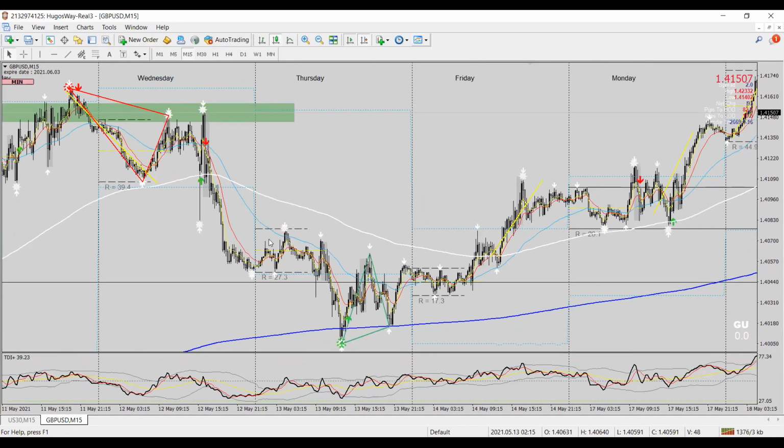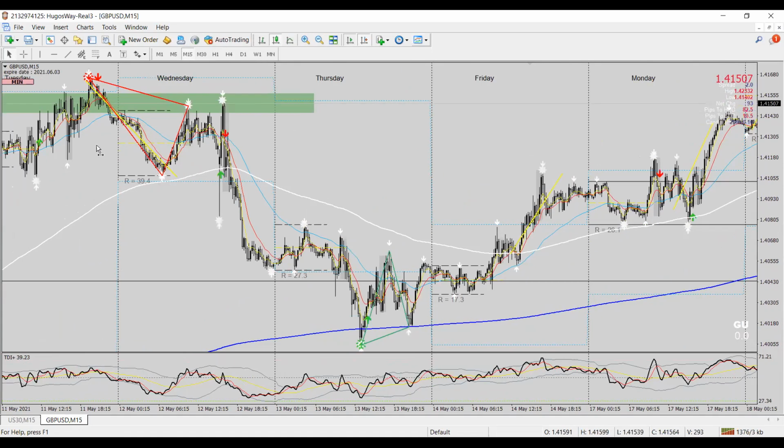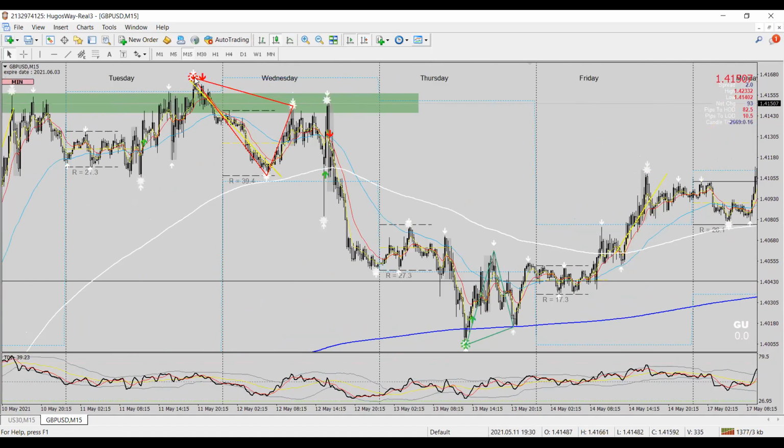Okay, see it right here. So this happened Tuesday, the day before. I got this peak formation on the lower time frame, the M15. So that let me know that this thing was going to go short, right? And it did. It gave us the short right out of the end of New York.